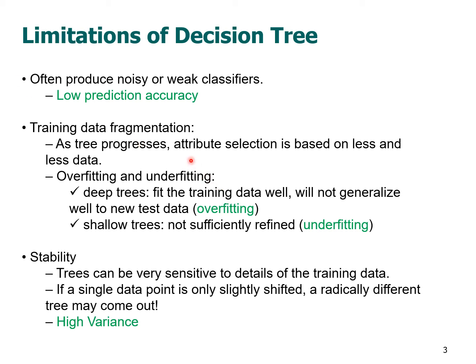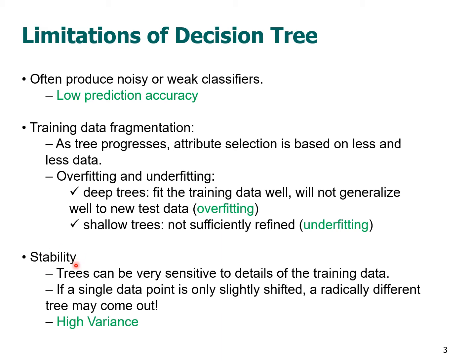Because of that, the decision tree sometimes suffers from overfitting or underfitting. We already covered overfitting in the chapter on decision trees. When your decision tree is too complex or has too many nodes, it suffers from the overfitting problem. And the opposite is, if your decision tree is too simple, it suffers from underfitting. So that's the second problem of decision tree.